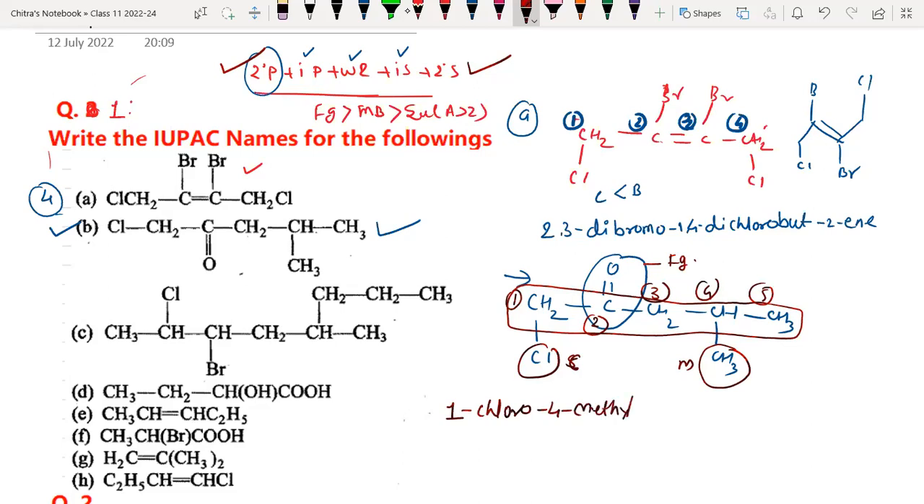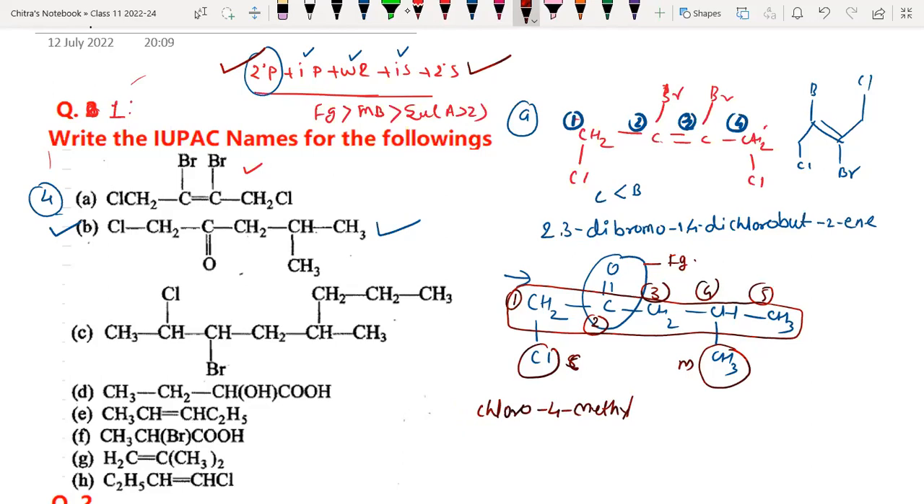Is it 4, right? Is it compulsory to write the 1 before chloro, or can we just write chloro directly? See, only if you want to mention the position. If you don't want to mention it, that is also fine, because if you are not writing 1-chloro, that means the chlorine is attached on the first carbon.